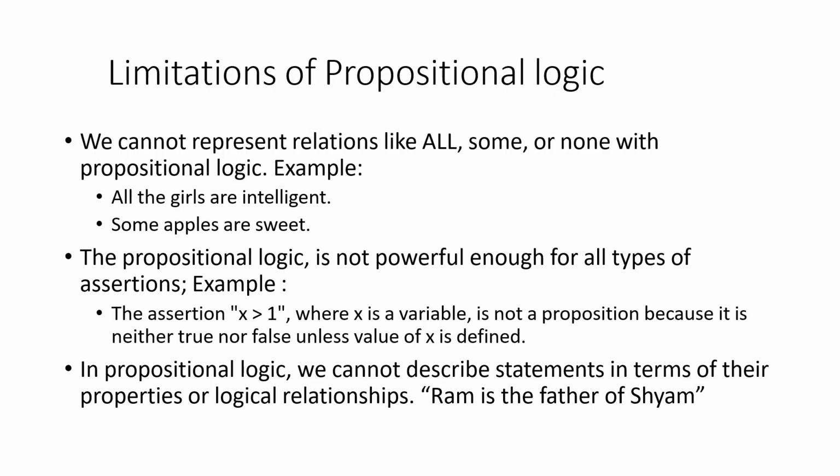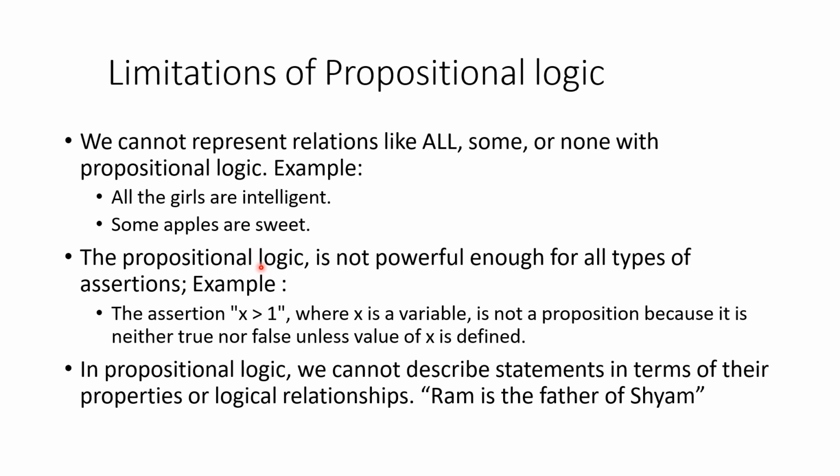The first one is it cannot represent all, some, and none. So that means propositional logic can only say whether a statement is true or false. It cannot handle quantities like all, some, or none. You can see, all girls are intelligent, some apples are sweet, we cannot represent these. Here we are talking about a group, not a single fact. Propositional logic has no way to represent all or some.